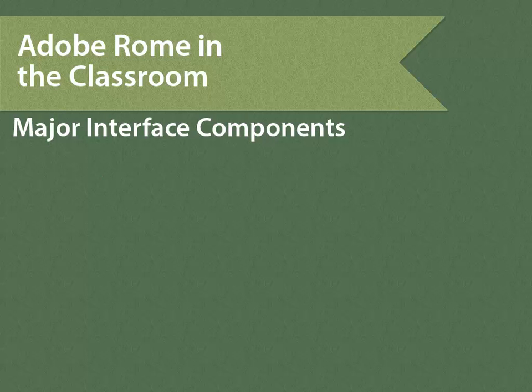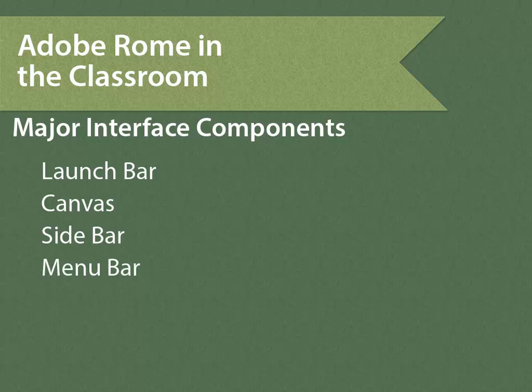All right, let's review then. The major interface components of Adobe Rome are the launch bar, where you can open or create new documents, the canvas, where all the visible items on your creation are going to be found, the sidebar, which lists the sheets and the objects within your creation, the menu bar that you can use to edit and insert and perform special operations on your document, the toolbar that includes the drawing tools and selection tools, the edit bar that allows you to change the properties of an object that's been selected, and finally the timeline that lets you do animations in your document.